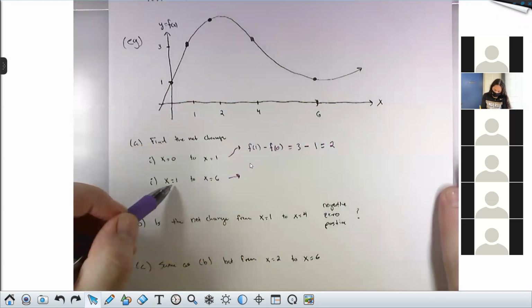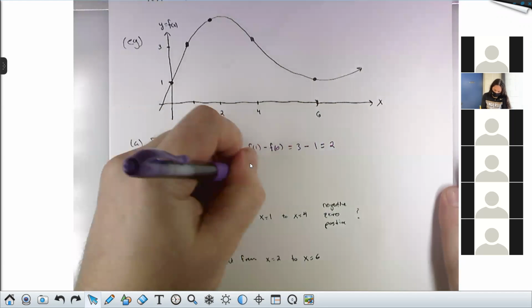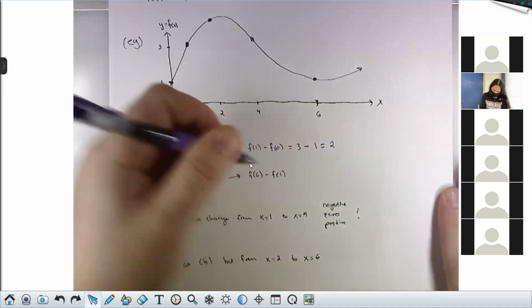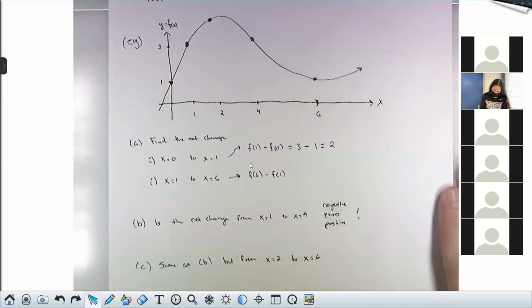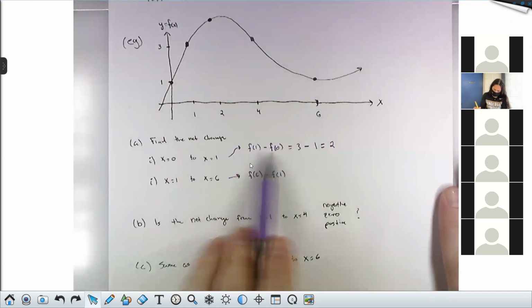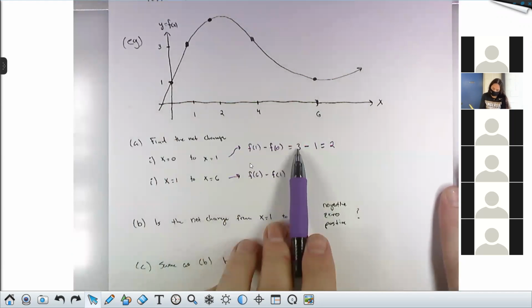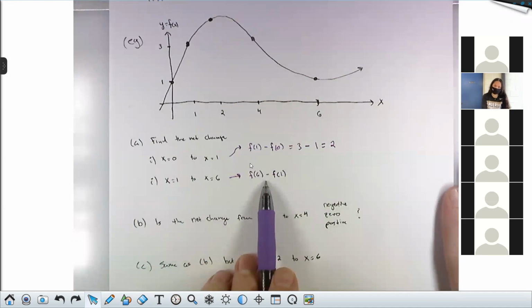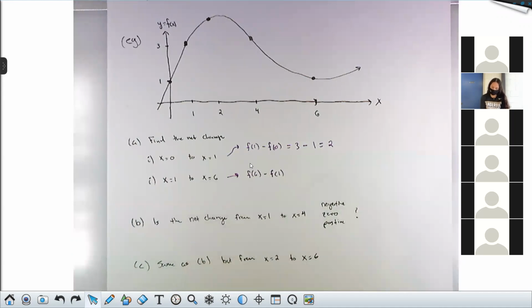The net change from x equals 1 to x equals 6 is f of 6 minus f of 1. And it might feel silly to do this step where you're writing out the definition without plugging in, but you really want to do this. Later in the course, I'll refer to this as setting up the problem or setting up a schematic for the problem. It's a really wise thing to do.